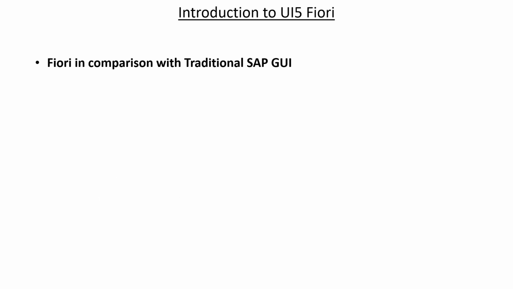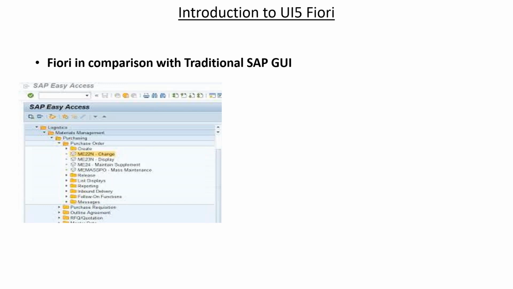Now if I compare Fiori with GUI, in GUI I just have some screens. Let's say you want to change a purchase order. Now you need to remember ME22N. To see if there is an open purchase order which you want to change, you need to go into some other transaction, copy that number, /n, come back to ME22N, put that purchase order number, and then do your work. You are moving from one transaction to another in order to complete one simple job, right?